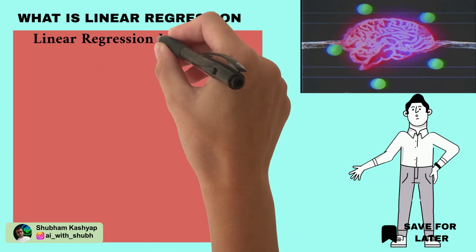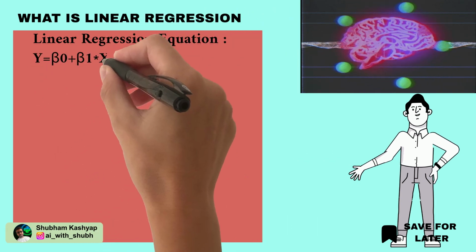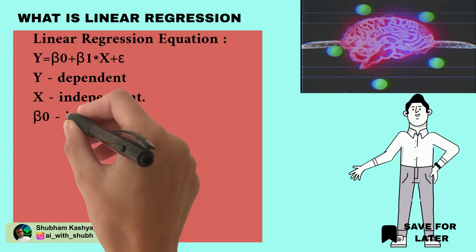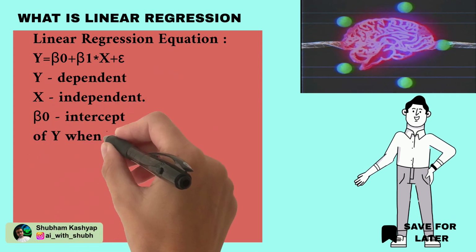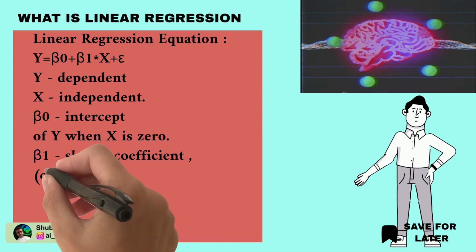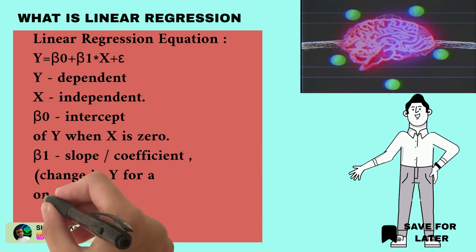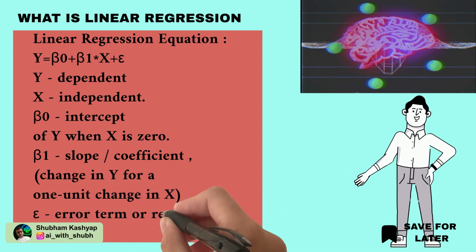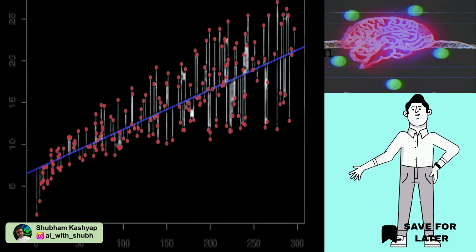Linear regression equation is y equals beta 0 plus beta 1 into x plus epsilon, where y is the dependent variable, x is the independent variable, beta 0 is the intercept of y when x is 0, beta 1 is the slope coefficient, the change in y for a 1 unit change in x, and epsilon is the error term or residual.